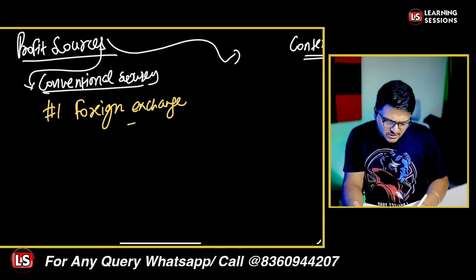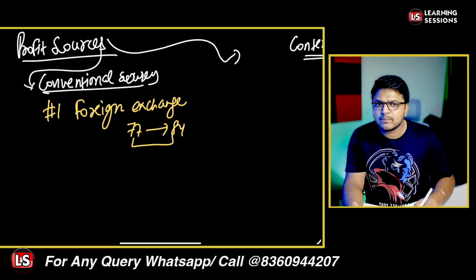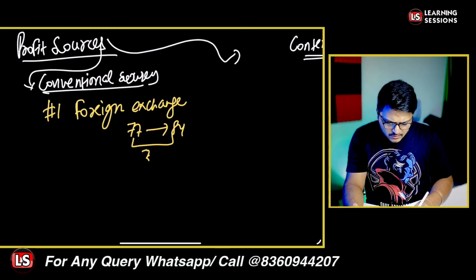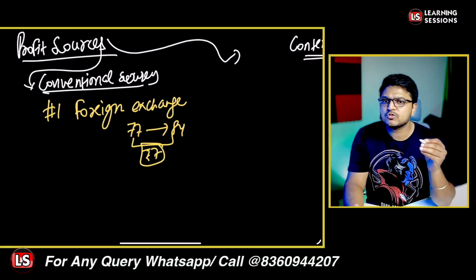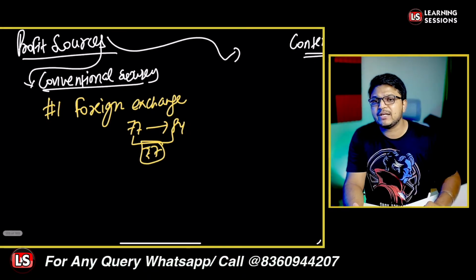Let's say I have purchased it at 77 and I'm selling it at 84. My spread would be equal to what? It will be equal to 7 rupees. So that way, particularly, the treasury can earn money.